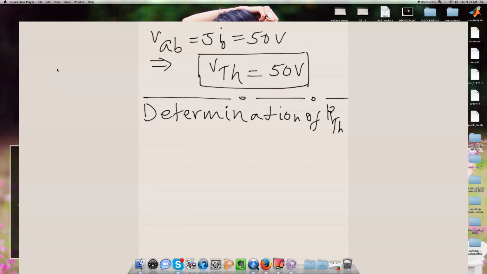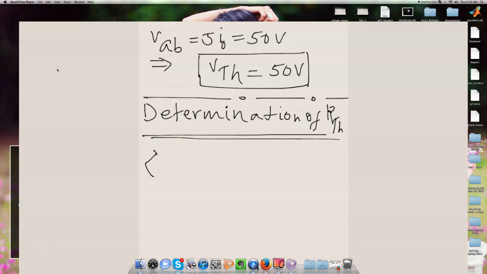Okay, this is R Thevenin. So this is our second part. There are many techniques to determine this. One of the techniques is to short circuit the open end. So let's use that technique.